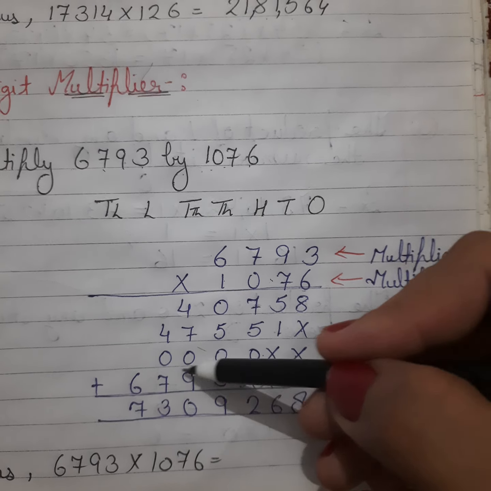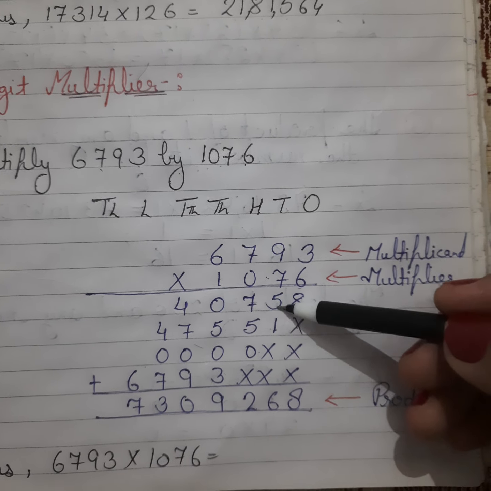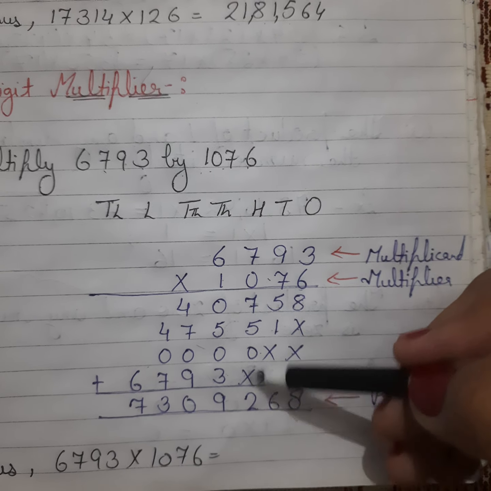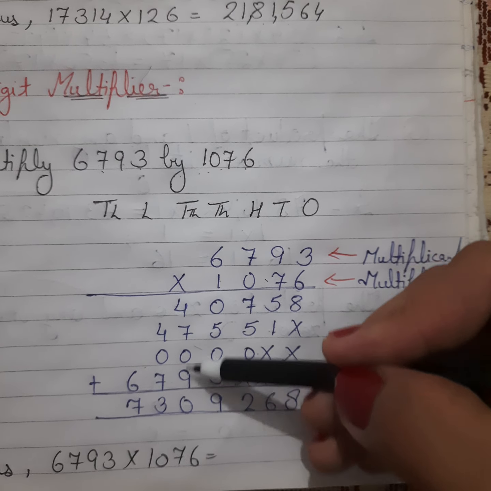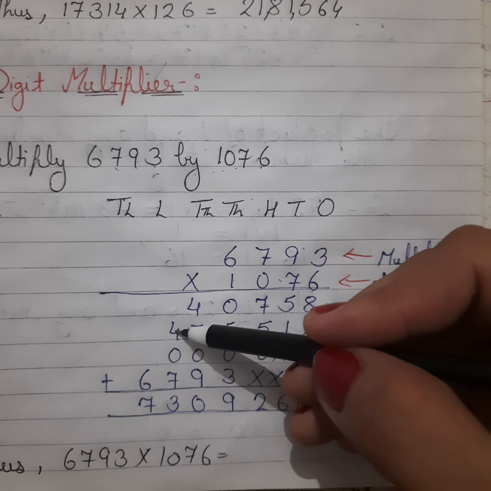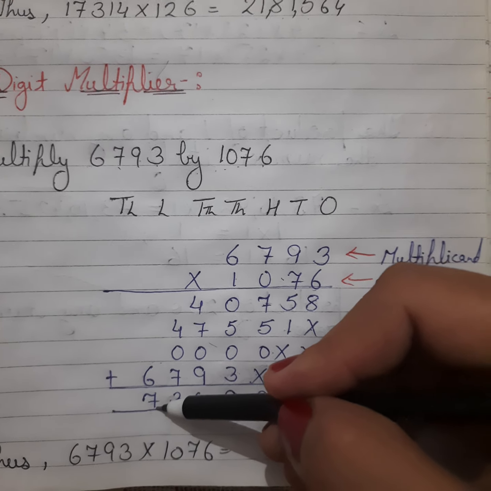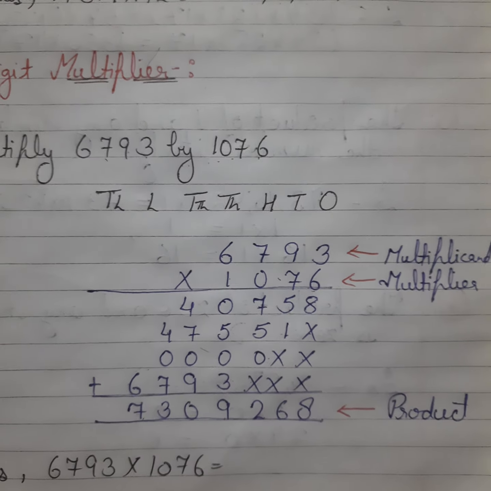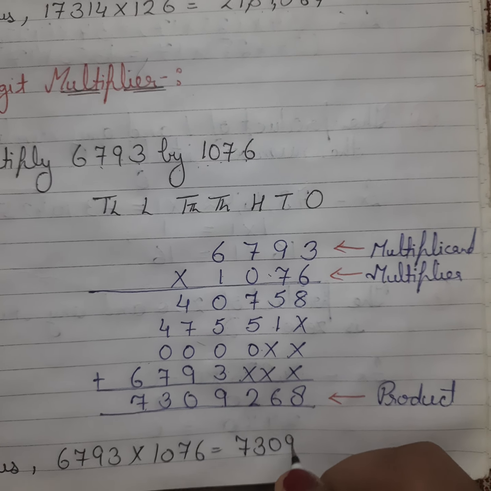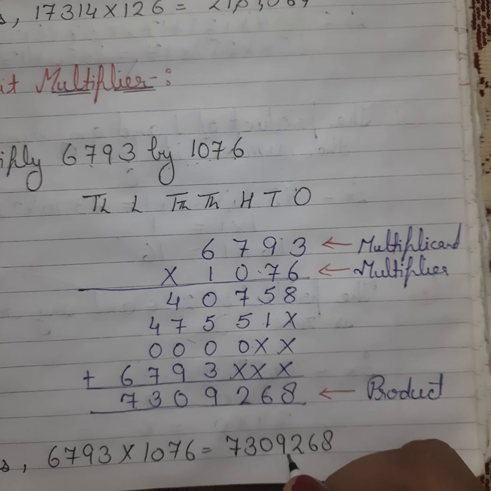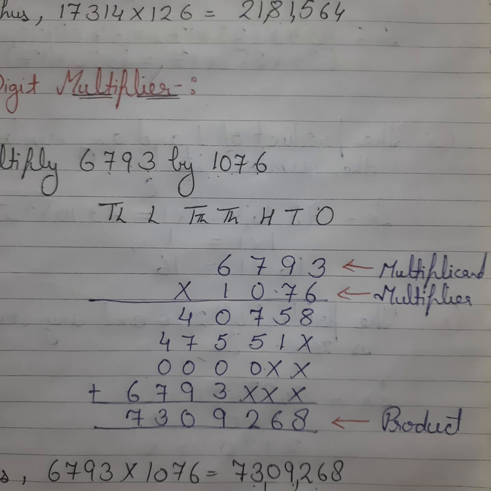Then we will start to do the multiplication. After that we will add 8, then 5 plus 1 is 6, 7 plus 5 is 12, carry 1, 6, 6 plus 3 is 9, 7 plus 4 is 11, 11 plus 9 is 20, carry 2, 2, 4, 6, 6 and 7 is 13, 13 carry 1, then 7. So we get the answer, how much? 7309268. It means 73,09,268.